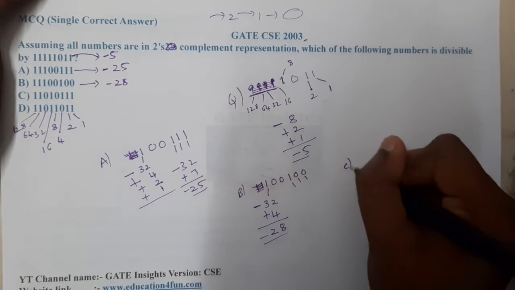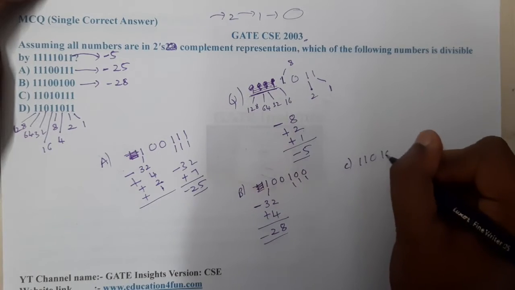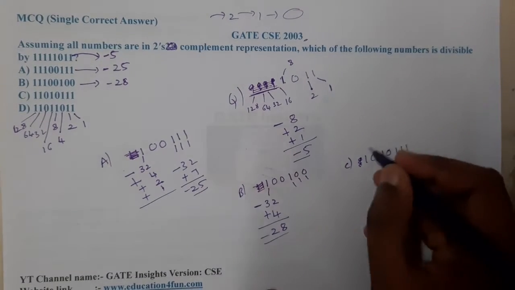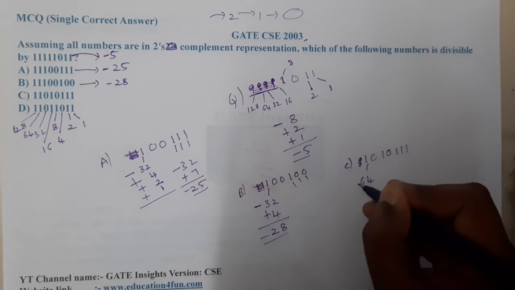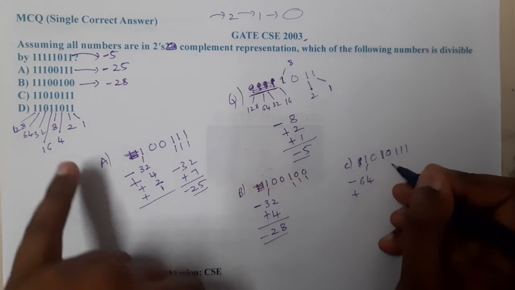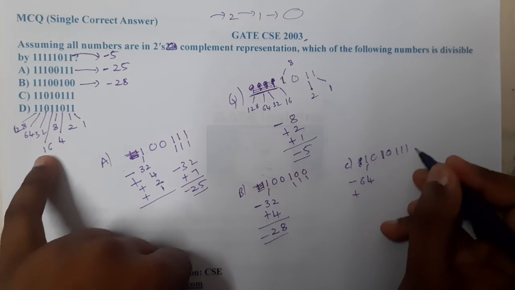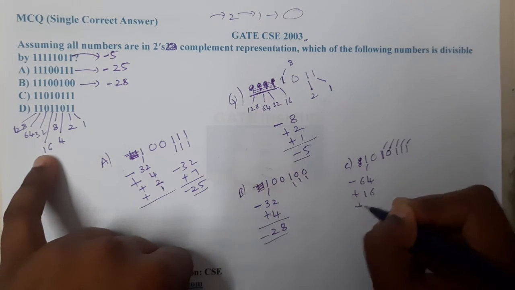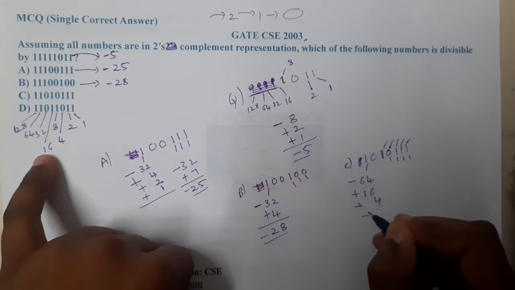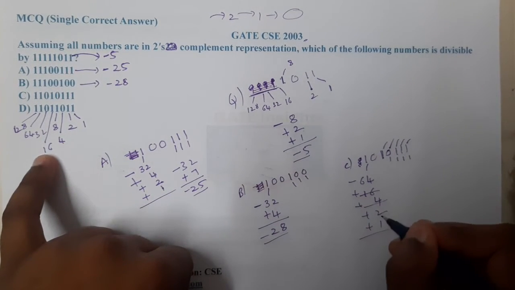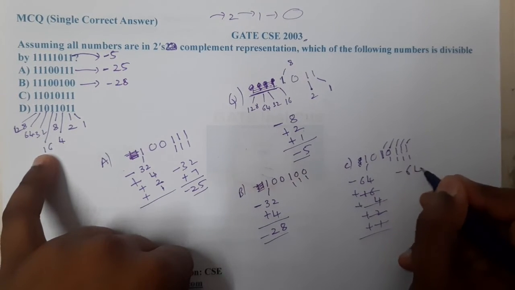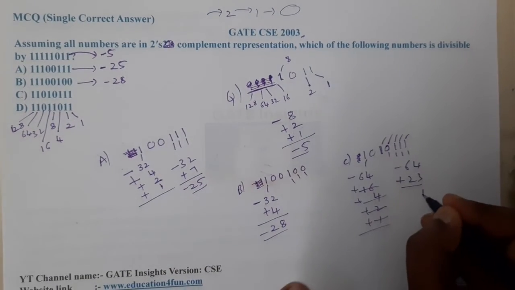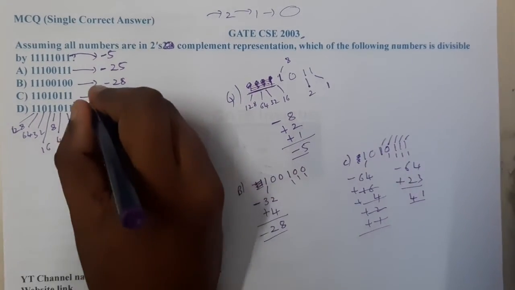What is option C then? It is 1, 1, 0, 1, 0, 1, 1, 1. The first bit will be removed because of sign extension. So this is minus 64. Plus what is this value? It should be 16, counting 2 power 0, 1, 2, 3, 4. So it is 16 plus 8, 4, 2 and 1, which gives 23. So minus 64 plus 23, you will end up with minus 41. So option C is minus 41.